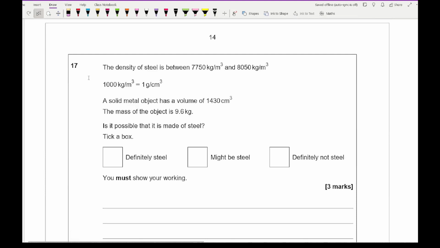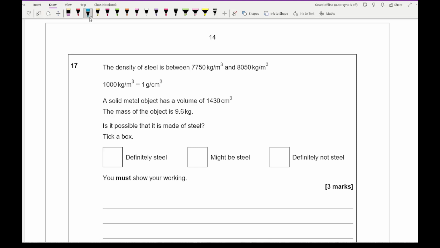Then moving on to question 17, it says the density of steel is between 7,750 kilograms per cubic meter and 8,050 kilograms per cubic meter. 1,000 kilograms per meter cubed is equal to 1 gram per centimeter cubed. A solid metal object has a volume of 1,430 centimeter cubed and a mass of 9.6 kilograms. Is it possible that it is made of steel?